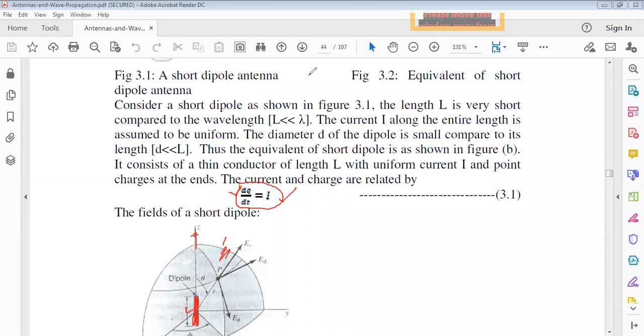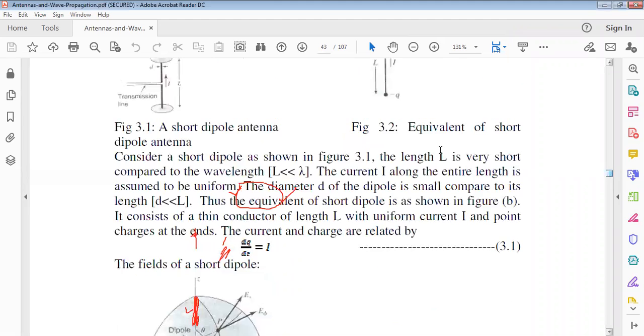Similarly, you see here the equivalent circuit of a short dipole. It consists of a thin conductor of length L with uniform current distribution I and point charges at the ends, plus Q and minus Q here.